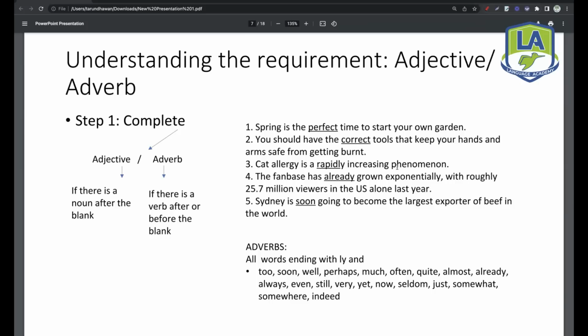Very easy to identify adverbs. All the words that end with ly are adverbs. Plus, this is a list that you can take note of. So combinedly, it's very easy. Ly plus this list of 12-15 words, they are all adverbs. And adjectives are describing words. So anything which tells us something is good or bad is a description.